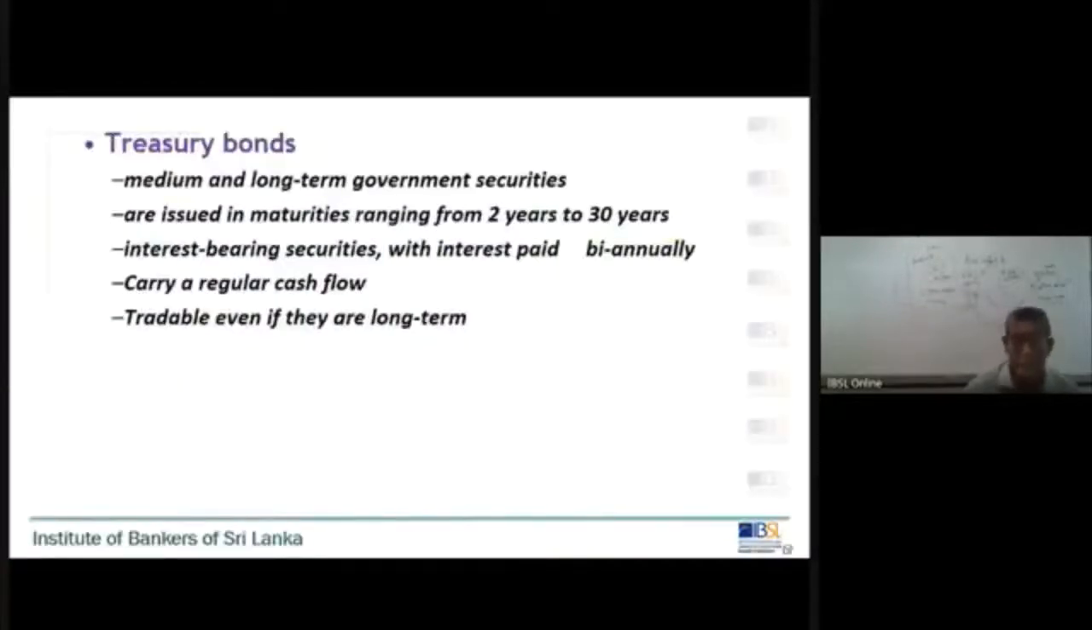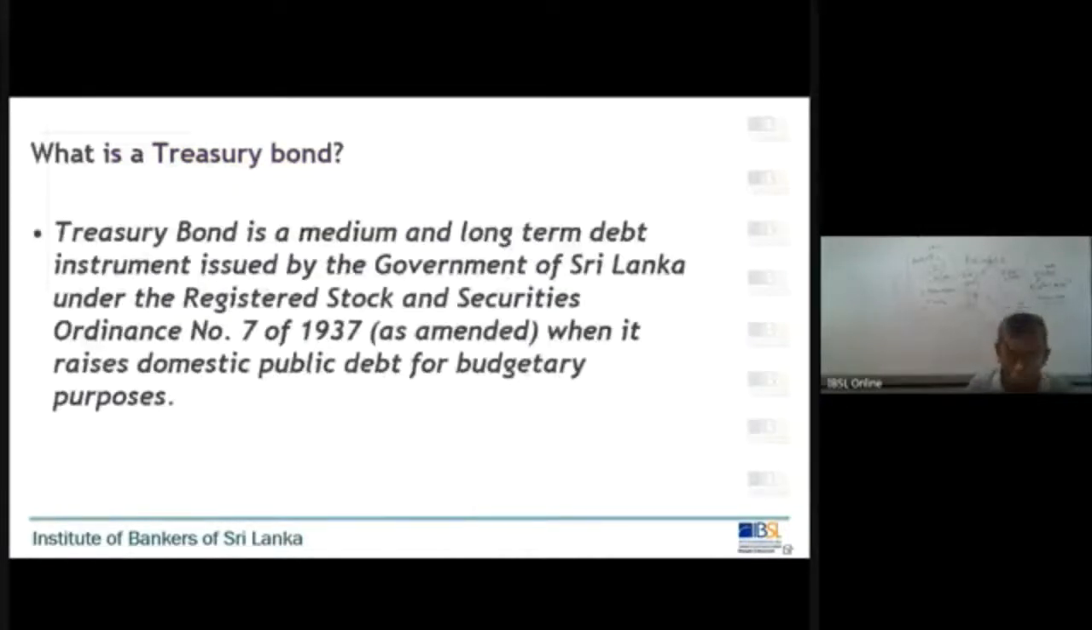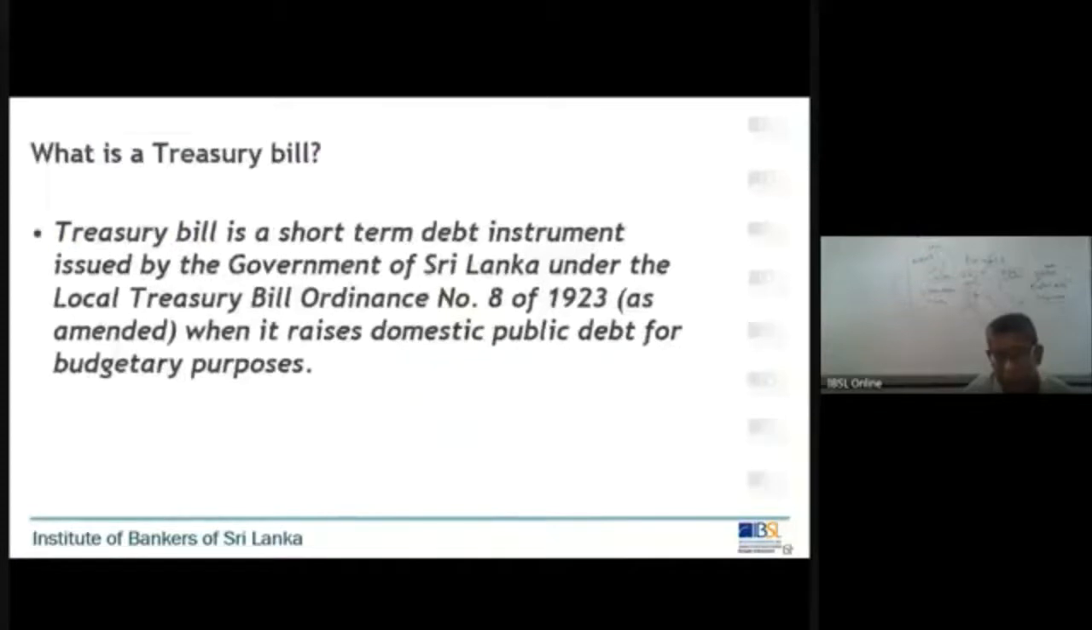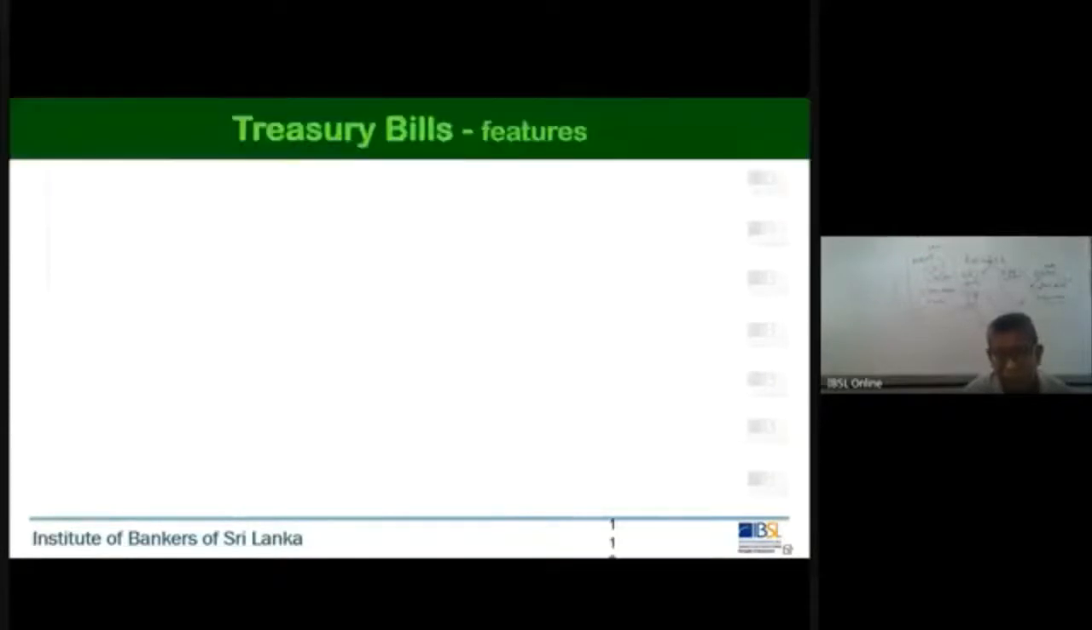What do you mean by a treasury bond? Like earlier, a treasury bond is a medium and long-term debt instrument issued by the government of Sri Lanka under Ordinance 7 of 1937, to raise domestic public debt for budgetary purposes. Remember, you noted that the treasury bill was introduced in 1993, but here it is 1997.